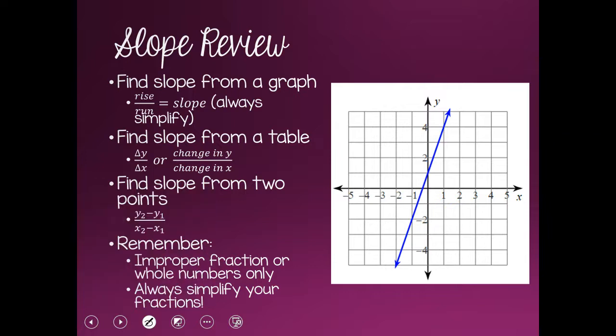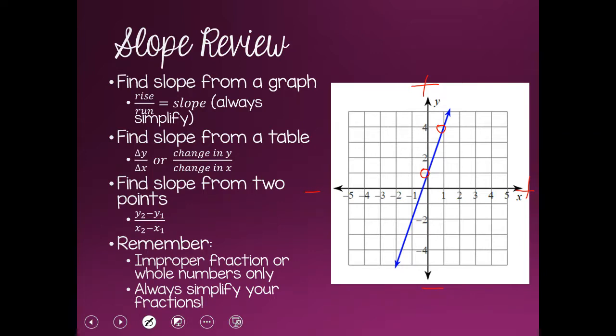Okay. So we're going from this point to this point. Before I start counting, I want to help you remember that if you go up, it's positive. If you go to the right, it's positive. If you go down, it's negative. And if you go to the left, it's negative. So we're going to go rise over run.